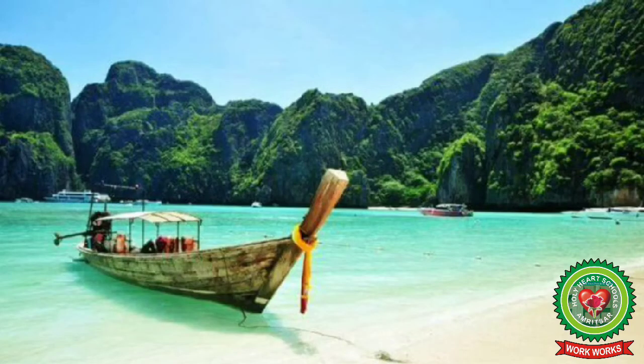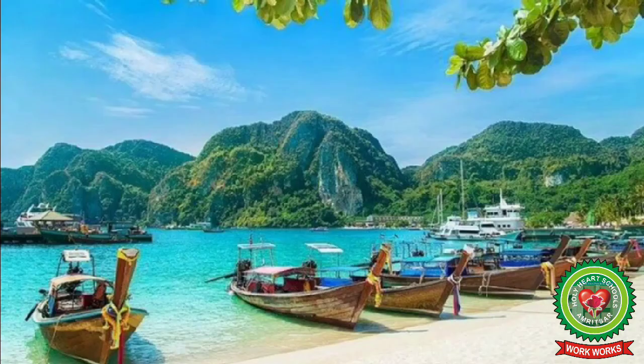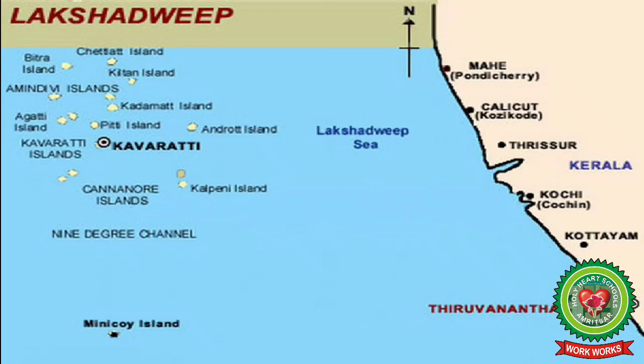Students, the islands which are closer to the Indian mainland in the Arabian Sea and the Bay of Bengal are a part of India. There are two groups of islands, one in the Bay of Bengal called the Andaman and Nicobar Islands and the other group of islands is called the Lakshadweep in the Arabian Sea.